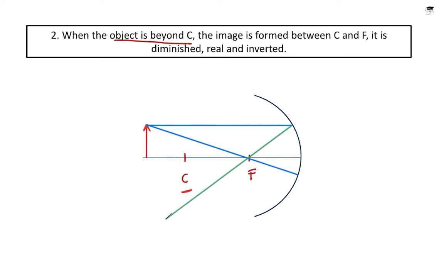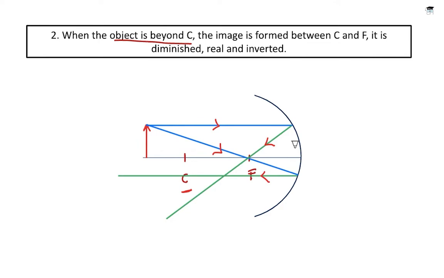It will pass through the focus, and the ray of light which passes through the focus, after reflection, what will happen? It will become parallel to the principal axis. That is what we studied before. Let's mark the direction. This is the direction for this one, and this is the direction for this one.